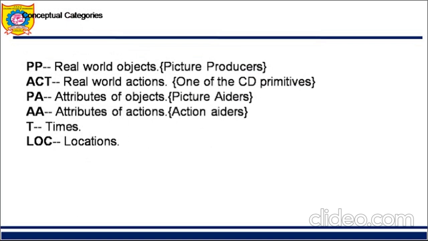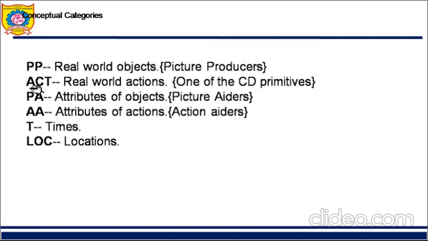What I gave you were primitive acts. And here you have conceptual categories. Like a real world object, like I am there, Mary is there. These objects are called picture producers because they are responsible for doing the activities. In short, you represent them using PP. So for human beings or real world objects, we use PP.